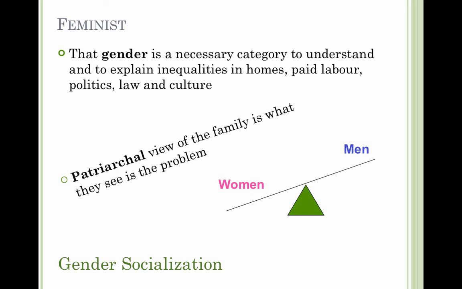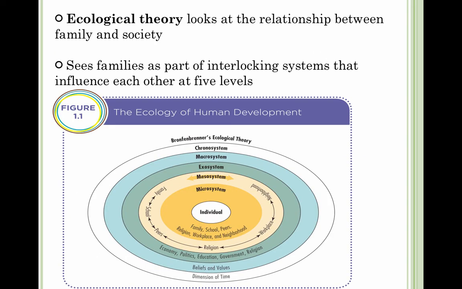The last two theories that we're going to look at, this one here is called the Ecological Theory. And you can see these interlocking circles here, and each individual circle is the relationship between family and society. It sees family as part of an interlocking system that influences each other at 5 levels. And I'm going to walk you through each of the levels.